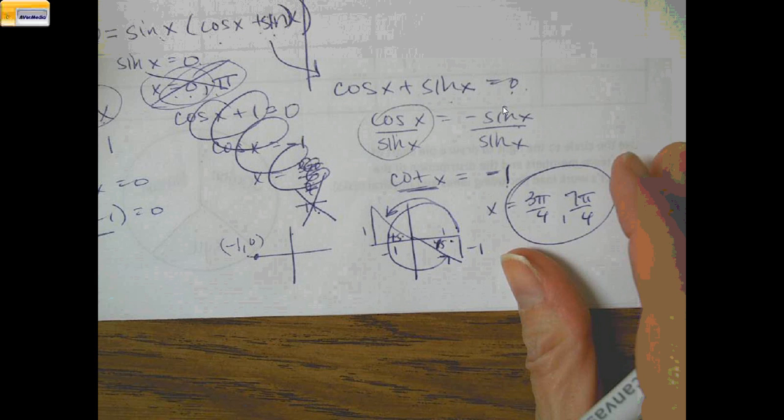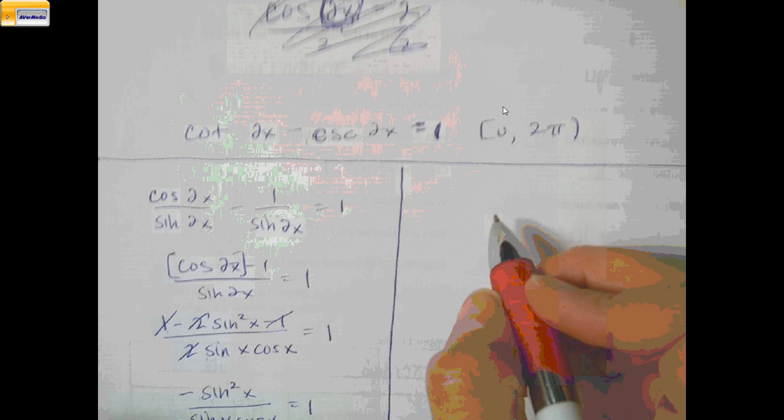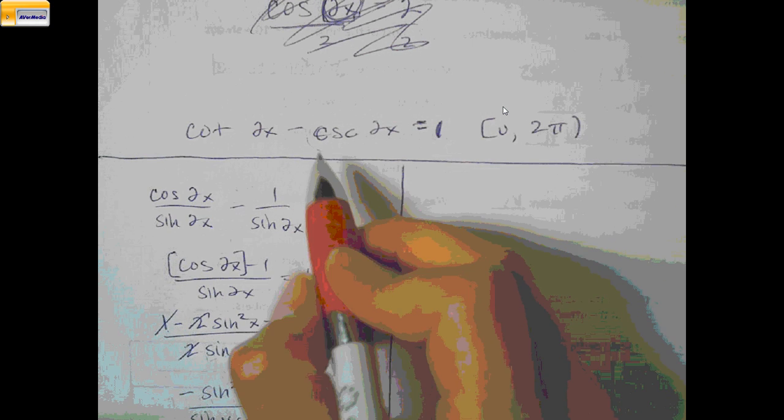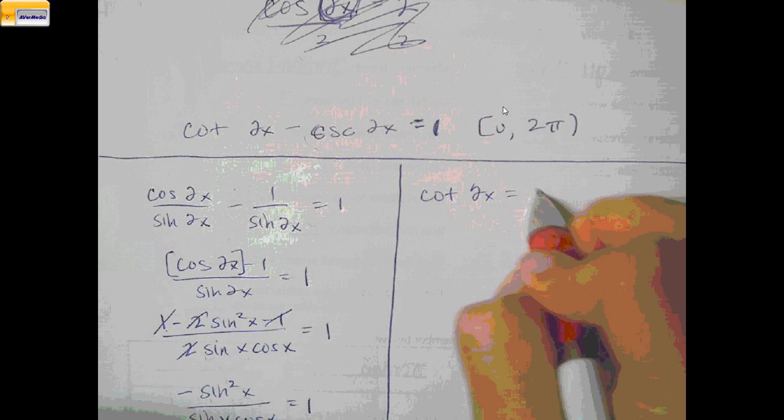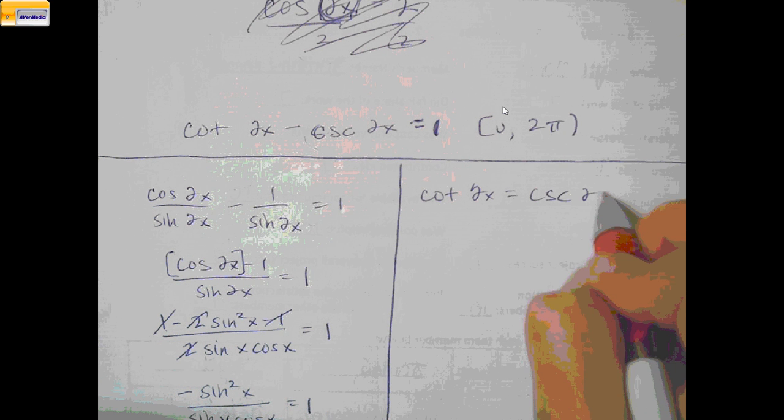The other way, and I really don't know if my brain will handle this. Let's think about this. Okay, so here's your original. And the other way we can do it is we can add cosecant 2x to both sides. So let's see here. We have cotangent of 2x equals cosecant of 2x. Oh my gosh, what's wrong with me? Yeah, plus 1.